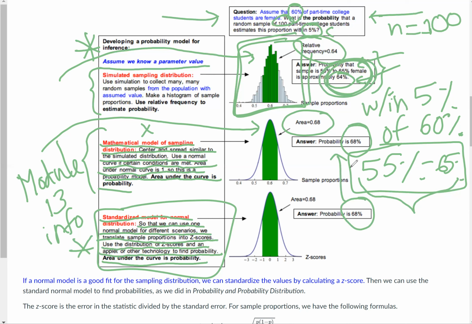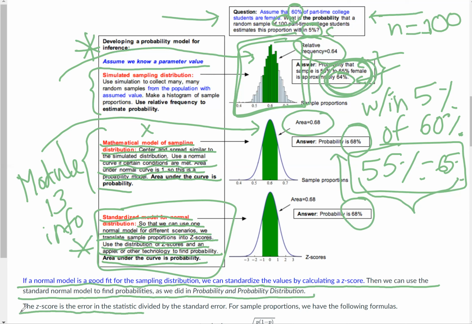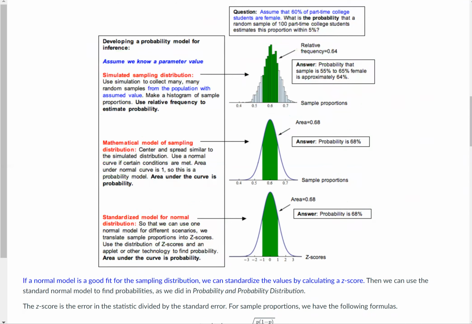Same value here, 0.60. If a normal model is a good fit for the sampling distribution, we can standardize the values by calculating z-scores. Then we can use the standard normal model to find probabilities, as we did in probability and probability distribution. The z-score is the error in the statistic divided by the standard error. For sample proportions, we have the following formulas. Okay, let's go look at those.